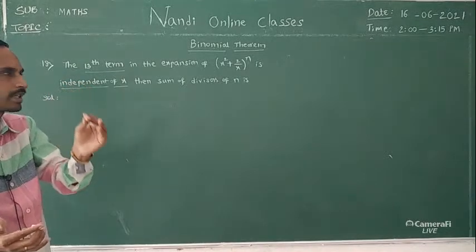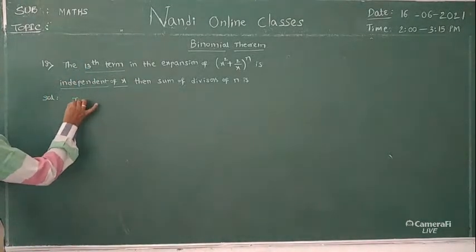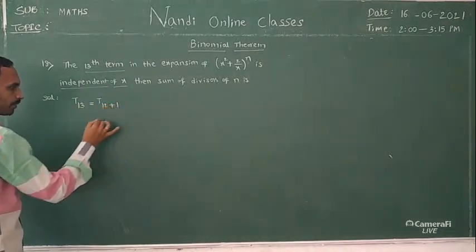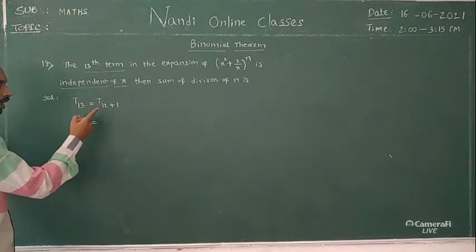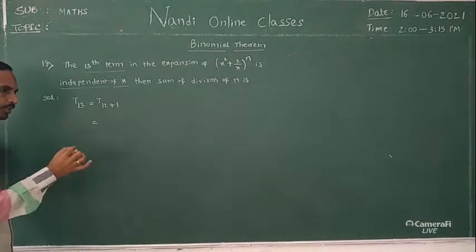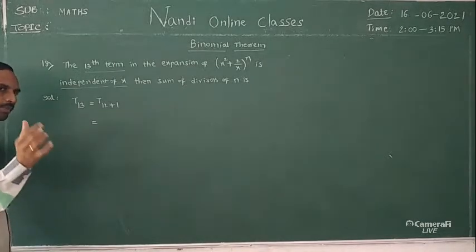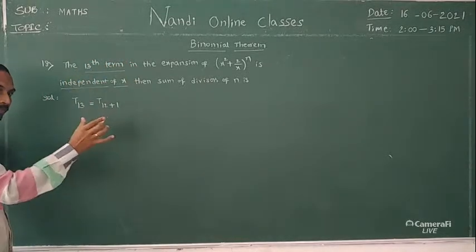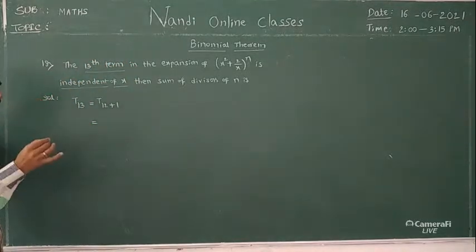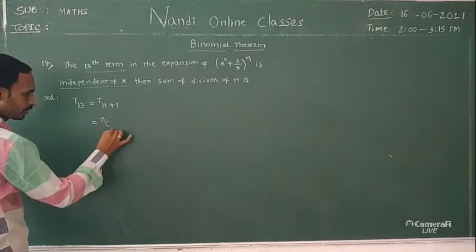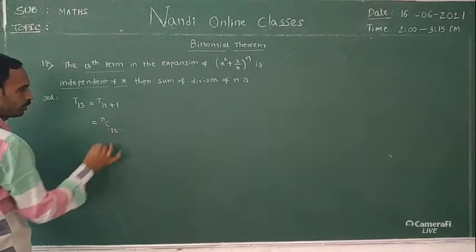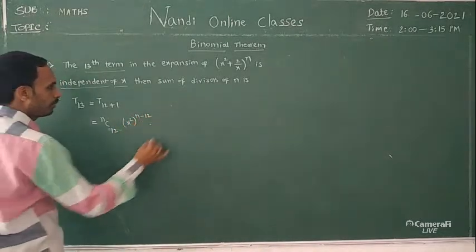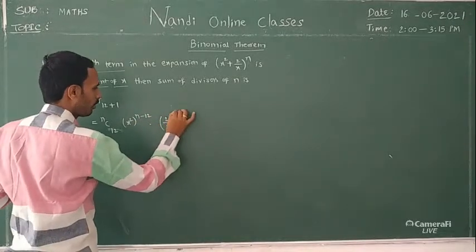So, first of all I am going to expand the 13th term. T13 can be written as T 12 plus 1. It is in the form T r plus 1, formula nCr into x power n minus r into y power r. That is an important formula. To do any binomial theorem problem, that formula is needed. So nC r, with r as 12, into x power n minus r, so x square whole power n minus 12, into y power r, which means 2 by x whole power 12.